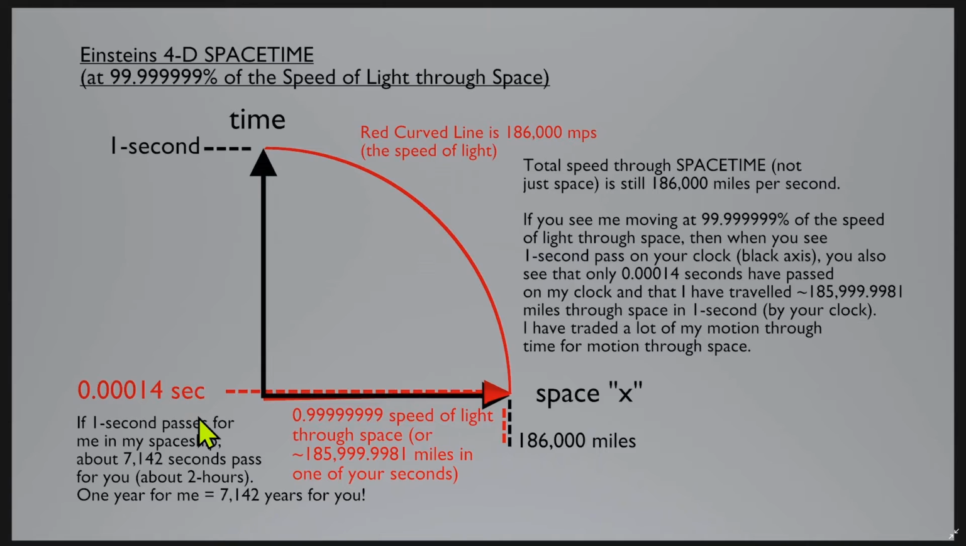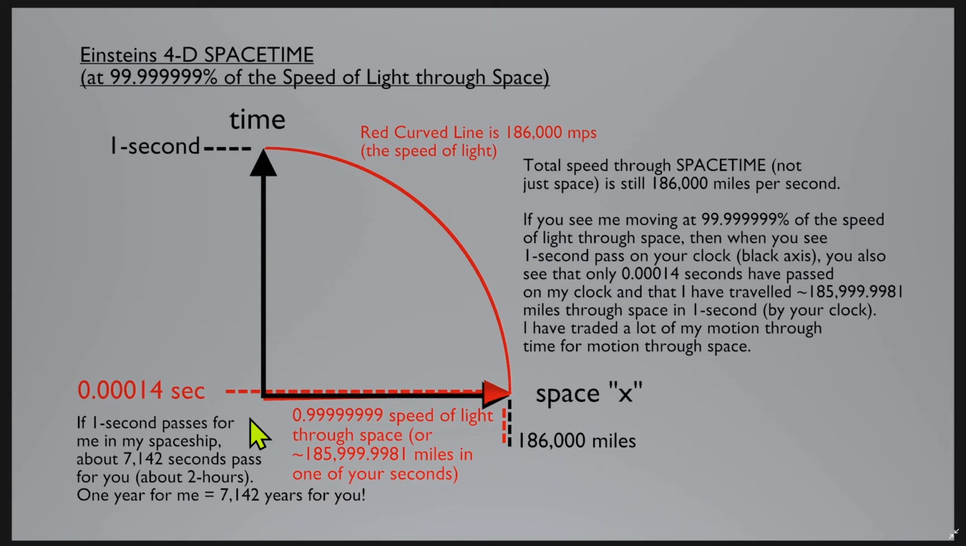That is a factor of 7,142. So that means for every second that passes for me, 7,142 seconds, or about 2 hours, pass for you. You are aging 7,142 times faster than I am.